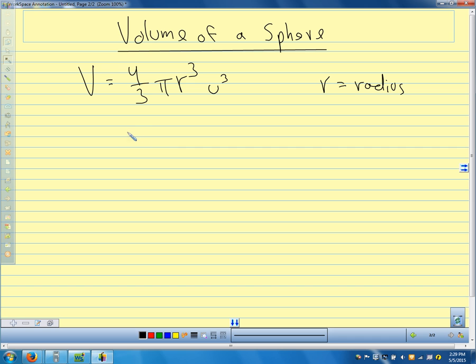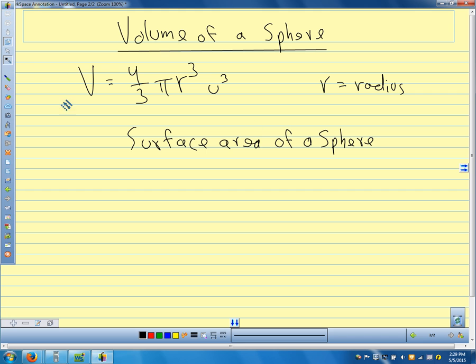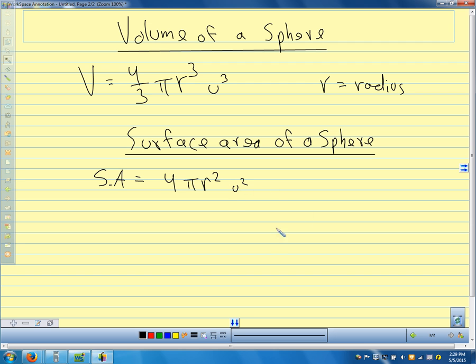And our surface area, another nice easy formula. Surface area is 4 pi r squared. Again, all we have to keep track of is the radius. So that makes them kind of nice.